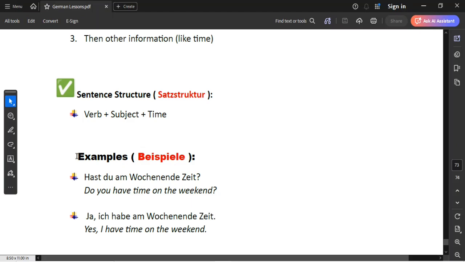So remember, the verb comes in the first position, then followed by the subject, then time, then the rest of the information. Hast du am Wochenende Zeit? Do you have time on the weekend? Ja, ich habe am Wochenende Zeit. Yes, I have time on the weekend.